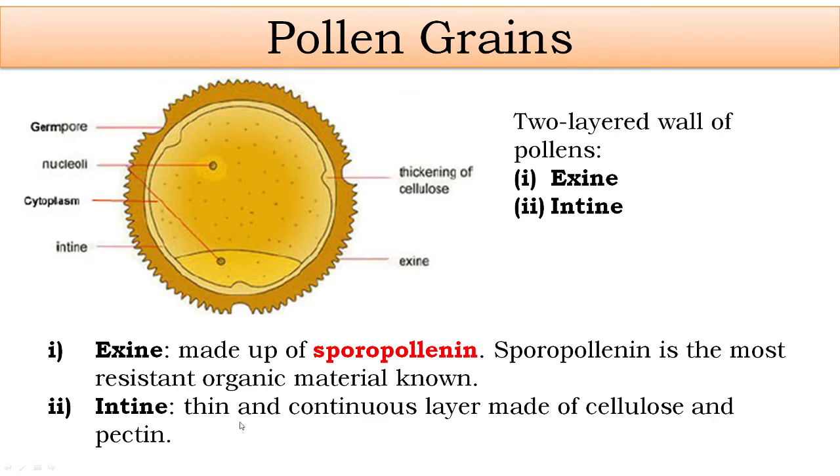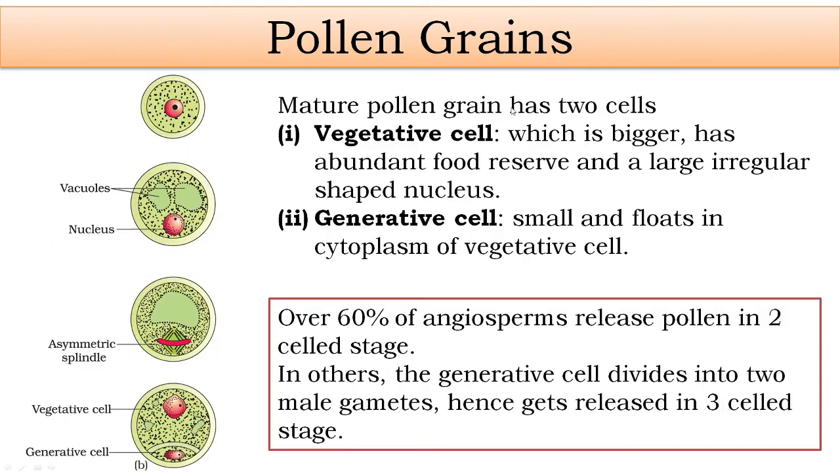Right? Intine is very thin and it is a continuous layer, unlike exine, which has germ pores. Whereas intine is a continuous layer and it is made up of cellulose and pectin. Exine is thick and it is made up of sporopollenin. I hope you remember these points about the structure of pollen grains.